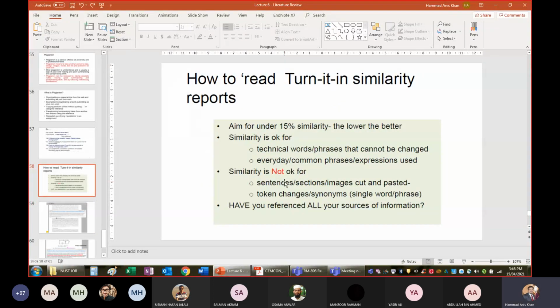And how is plagiarism checked? It is checked by software known as Turnitin, and it gives you the similarity index. Generally, less than 15% is fine.